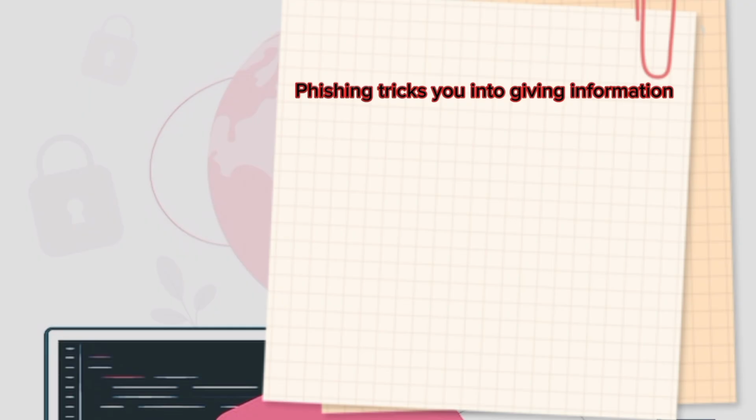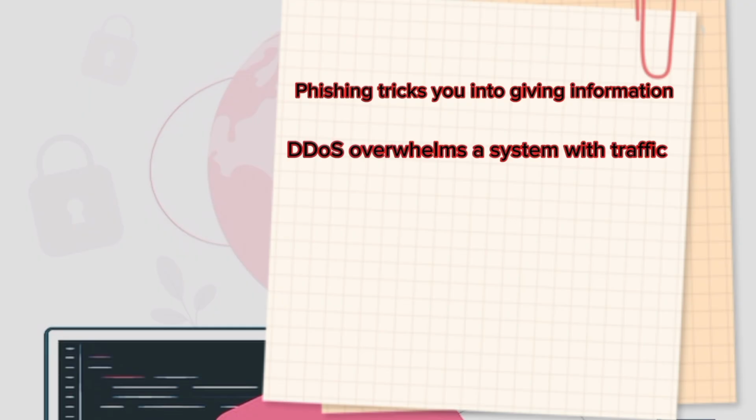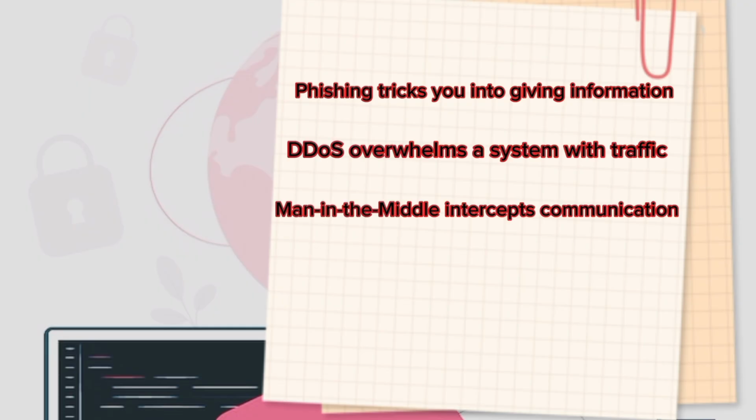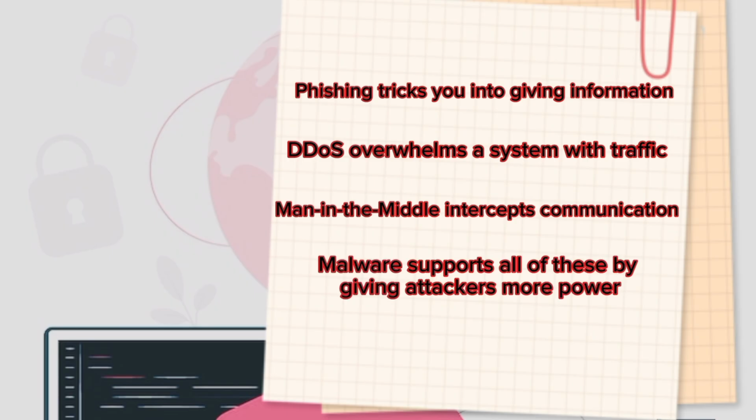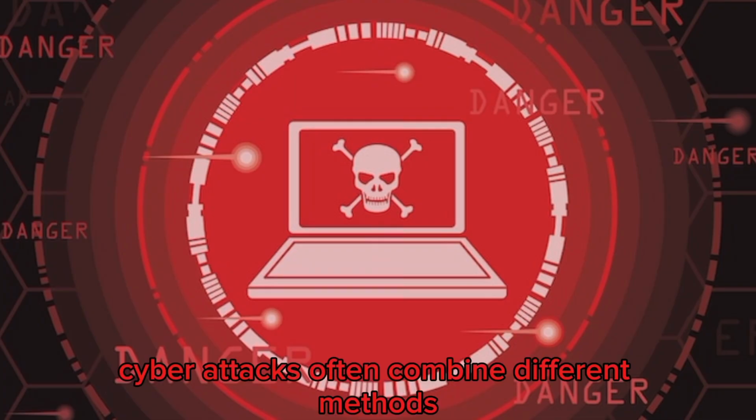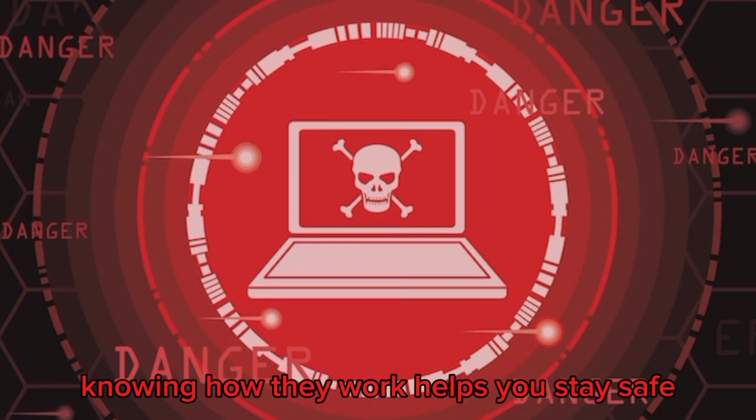Let's review. Phishing tricks you into giving information. DDoS overwhelms the system with traffic. Man-in-the-middle intercepts communication. Malware supports all of these by giving attackers more power. Cyber attacks often combine different methods. Knowing how they work helps you stay safe.